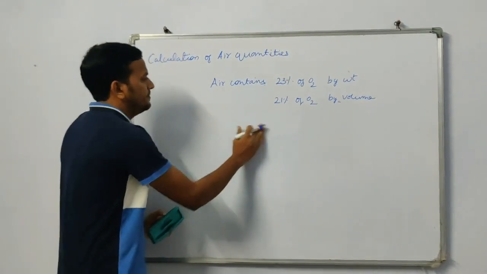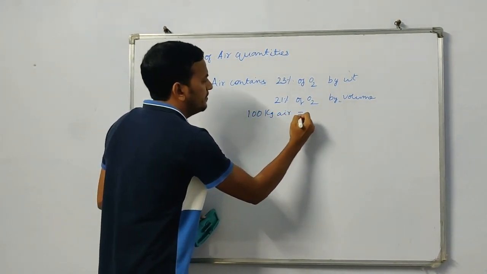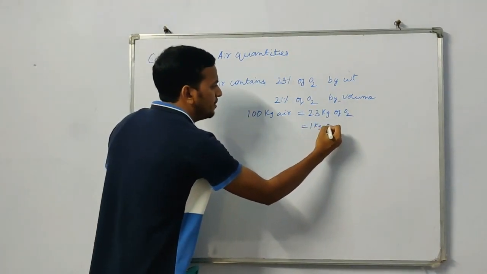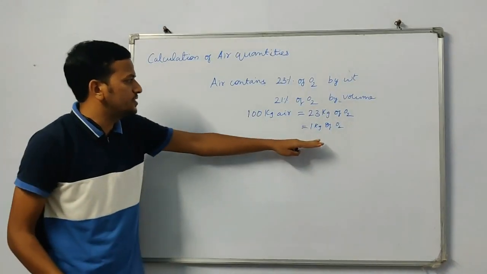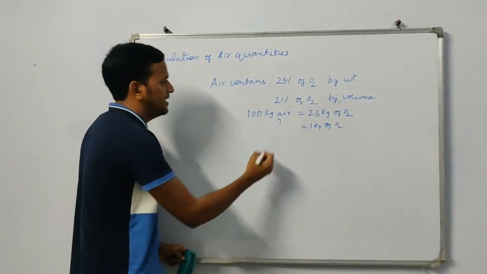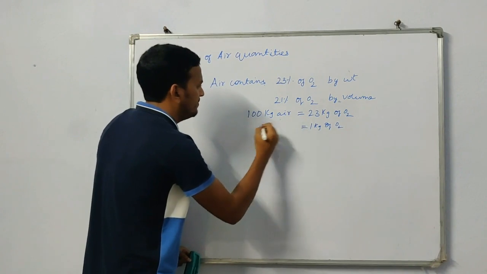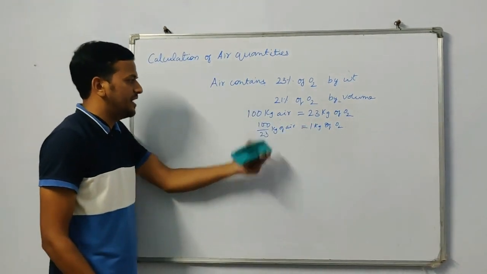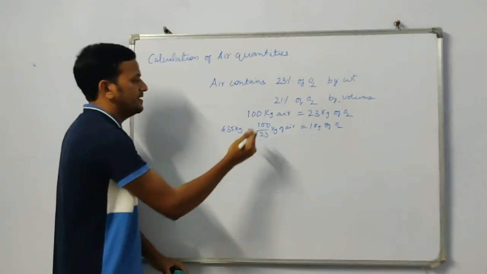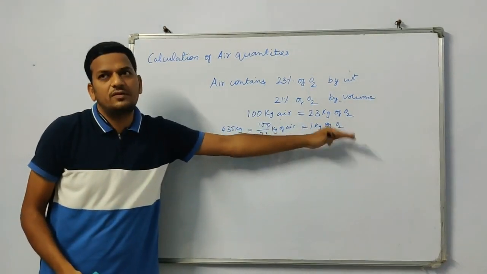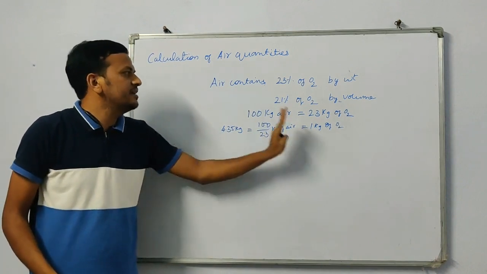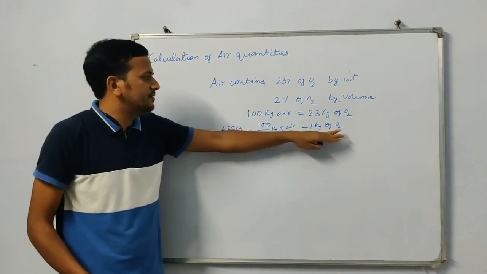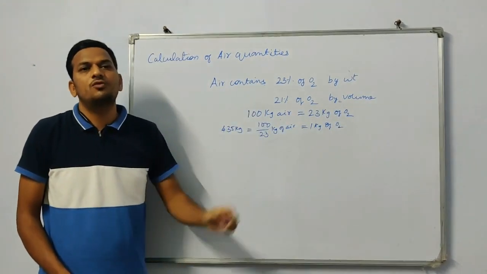Let me write an example again. 100 kg of air will have 23 kg of oxygen. For example, I want to supply 1 kg of oxygen. How much air do I need to supply? You can do some cross multiplication: 1 kg of oxygen will be supplied by 100 by 23 kg of air, that is nothing but 4.35 kg of air. So when we supply 4.35 kg of air, we have supplied 1 kg of oxygen. You can do the same calculation for volumes also. In order to supply 1 meter cube of oxygen, we need to supply 4.76 volumes of air.